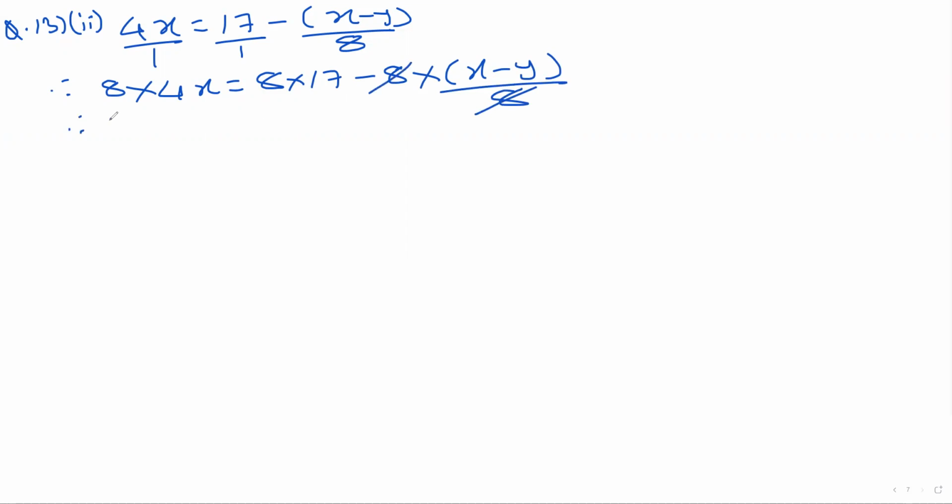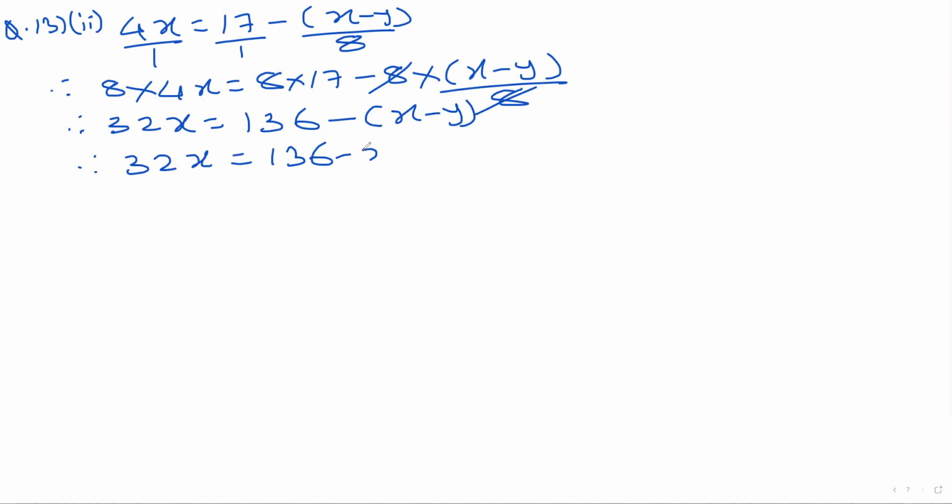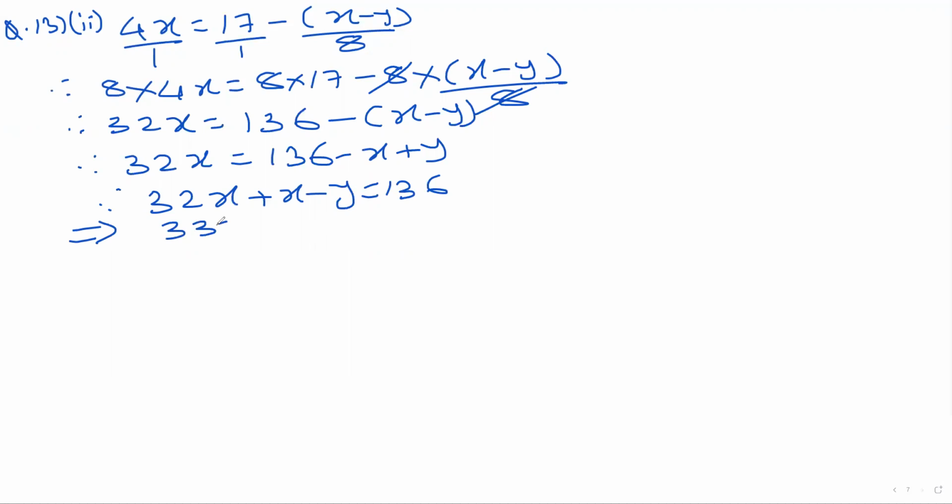So what do you get? 32x is equal to 17 8s are 136, minus into bracket x minus y. So once you open the bracket, you get 32x is equal to 136 minus x plus y. So you get 32x plus x minus y is equal to 136. This implies that 33x minus y is equal to 136. This is going to be our equation 1.